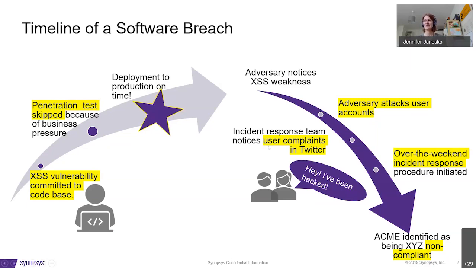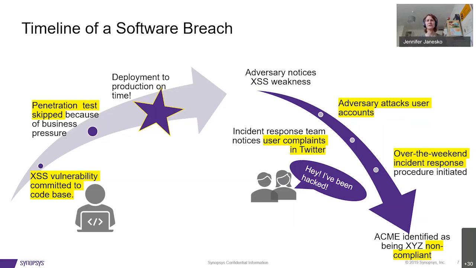And the incident response people don't notice this until people start complaining on Twitter. I see so many complaints on Twitter about security defects in the world. It's a great place to look if you're in incident response for security problems in your own production software. So the incident response people get wind of this and look into it and realize, oh crap, we have a serious problem. And so they start the whole incident response process.